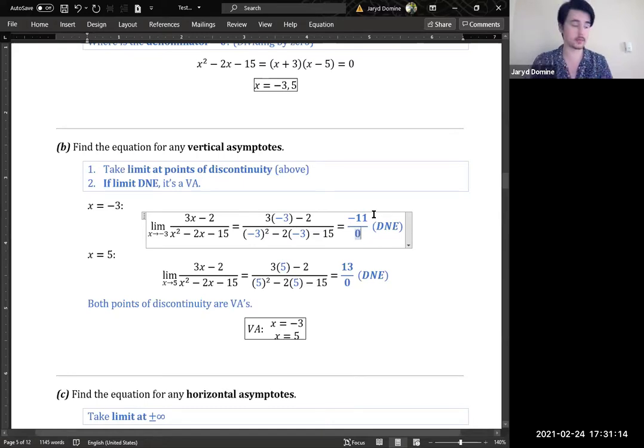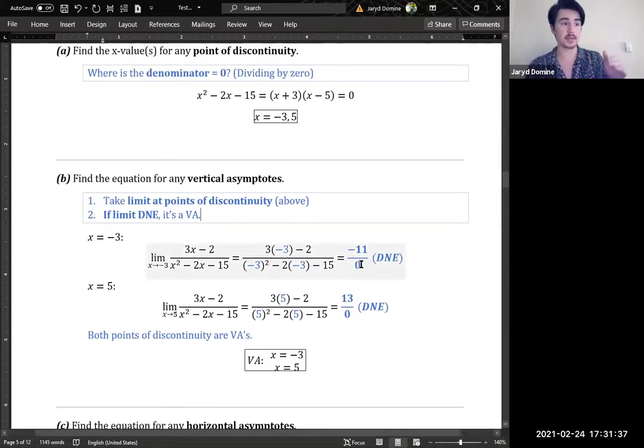Now it's possible to get something like maybe 11/8. That's just a nice number. It does exist, and what that means is there's not a vertical asymptote for that point. There's only a vertical asymptote if the limit does not exist at this point. So that's what you have to remember. That's why we're doing this work.